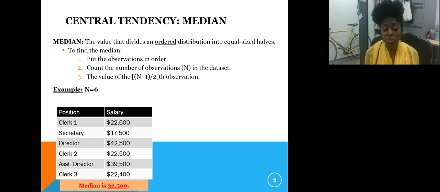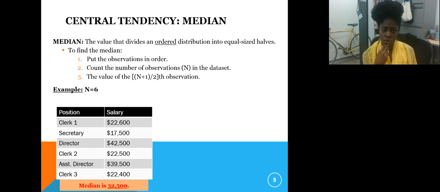So what are we going to do? Well, we're going to just use this basic equation. We put it in order. Now we're going to count the number of observations, and then we're going to do this basic equation, n plus 1 over 2. And at that point, that n plus 1 over 2 observation, that is our median. So let's give it a try.